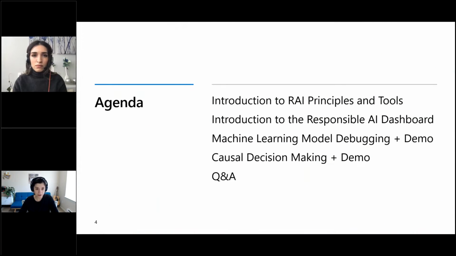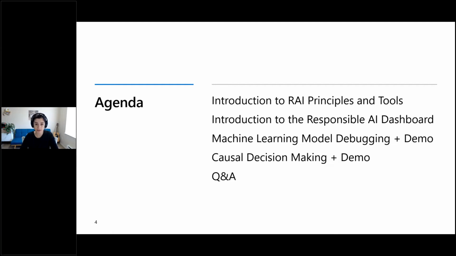So our agenda for today is going to be the following. We're going to go very quickly through the responsible AI principles at Microsoft and, more broadly, the tools that we have introduced in the past. And then we'll introduce the responsible AI dashboard and the main concepts around it. And in order to make all of this a little bit more concrete, we're going to give you a demo on the two main areas that the dashboard covers, which is machine learning model debugging and causal decision making.